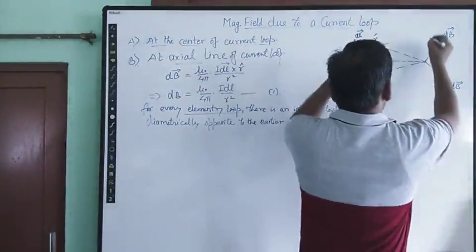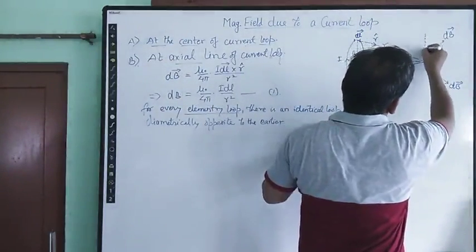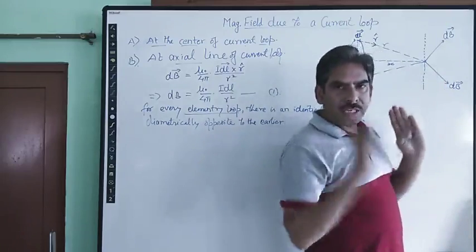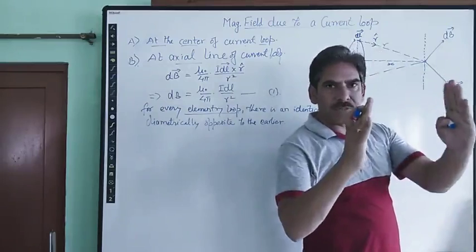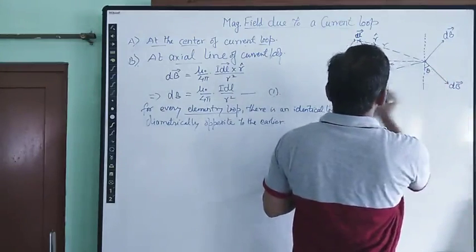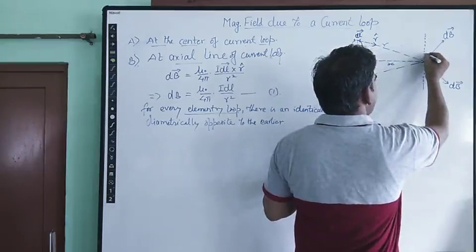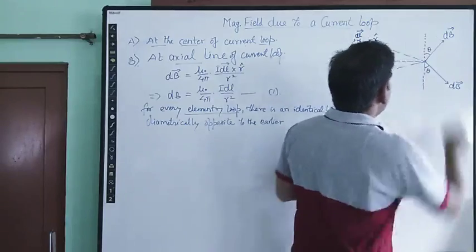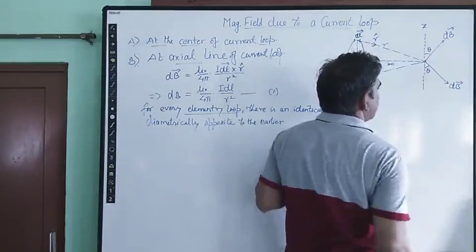So let us draw this vertical line, which you can call the z axis. This line will be parallel to the plane of the loop. This angle is theta, and because the elements are identical, their magnetic fields will be identical. So this field will also make an angle theta with this vertical line, which you can call the z axis, right?